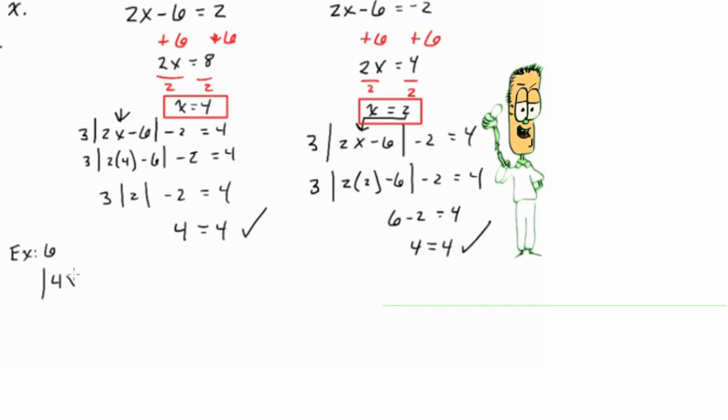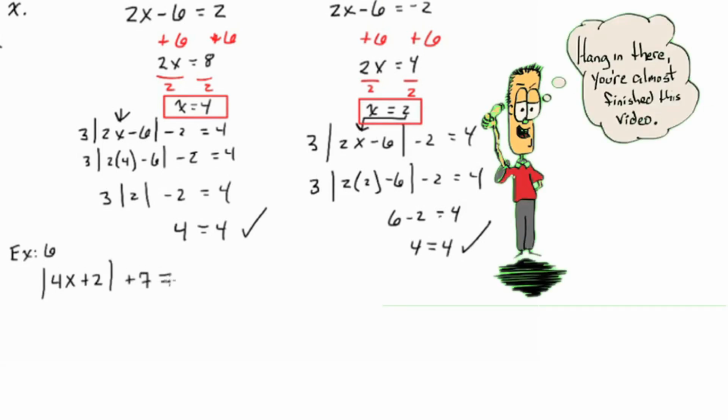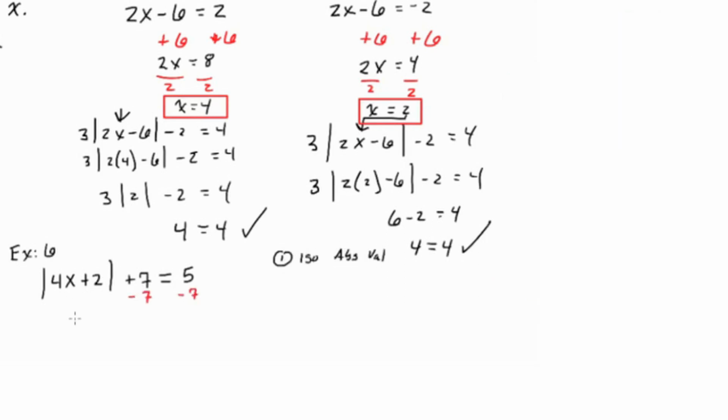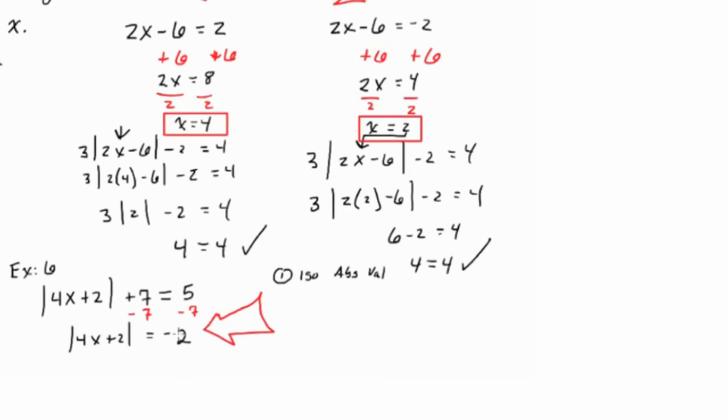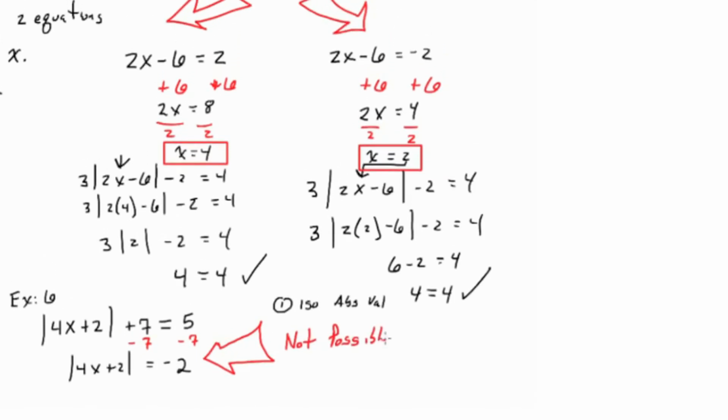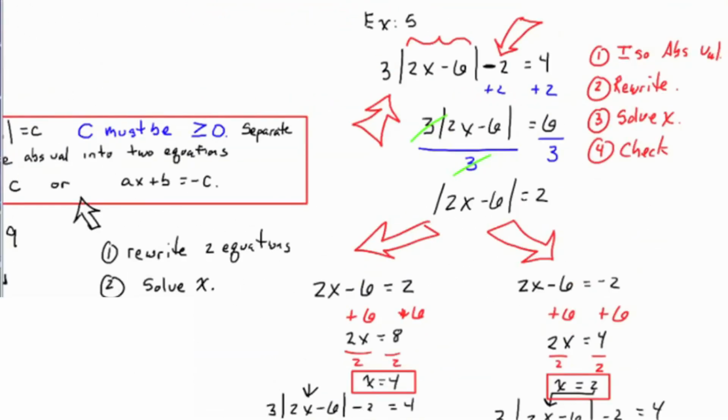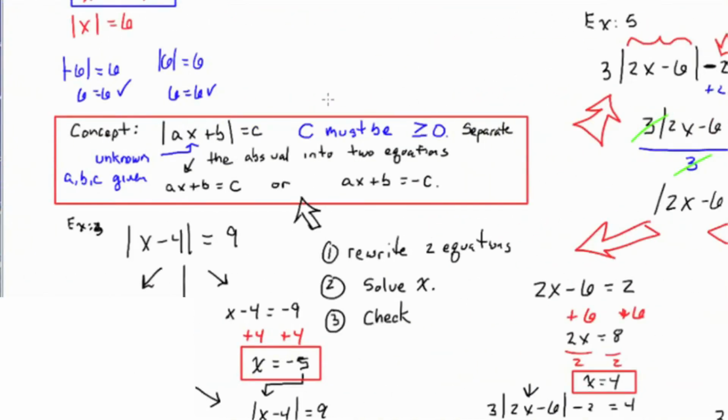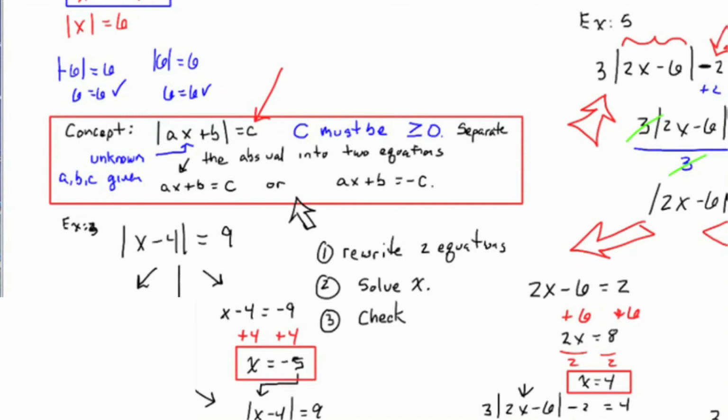Example 6. The absolute value of 4x plus 2 plus 7 equals 5. I want to isolate the absolute value. Now I see I have an absolute value equals a negative number. Well, it's already isolated, so there's no way I can have a distance that is negative 2. C must be greater than or equal to 0. So that one will not work.